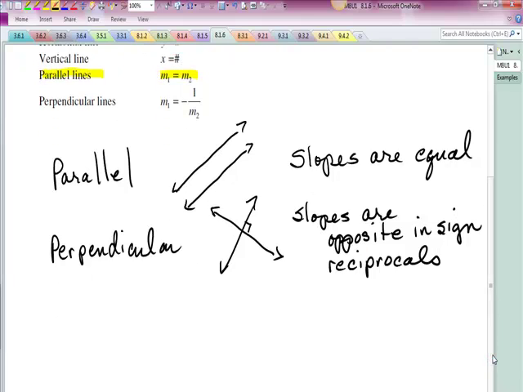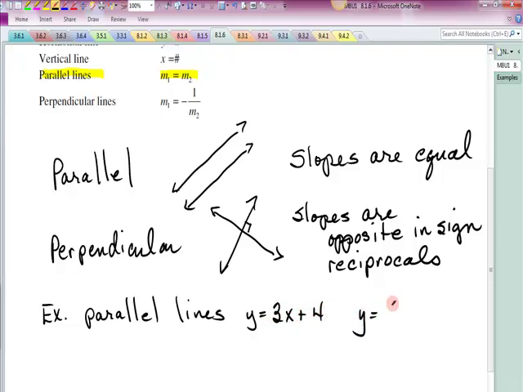So, just as an example, parallel lines might be y is equal to 3x plus 4 and y is equal to 3x minus 7. Those two lines would be parallel because their slopes are the same. Their inclinations are the same.